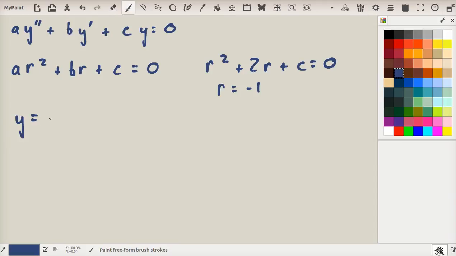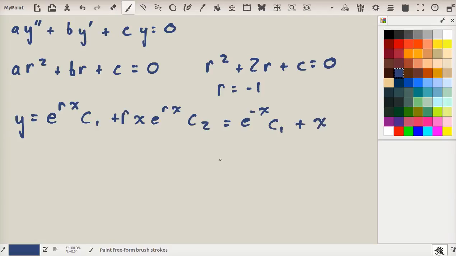So the general solution of that is actually y equals e to the r x c1 plus x e to the r x c2. And in our case, that just becomes e to the negative x c1 plus x, I should have an r there, x c2 e to the negative x.